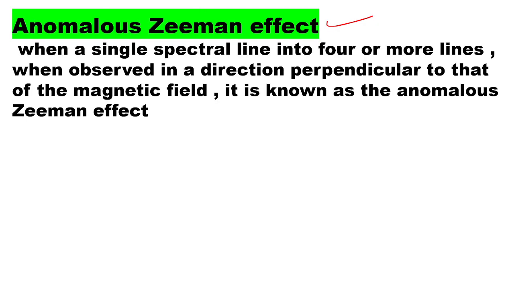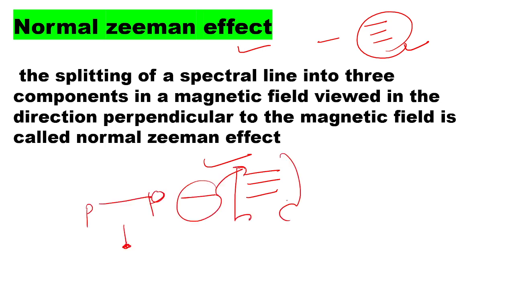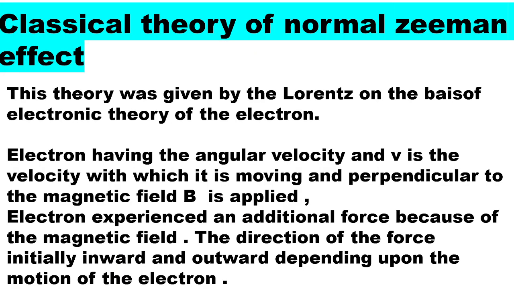This is the case, magnetic field, okay. When the spectral line is splitting into three components and you are observing from perpendicular, this is your pole, this is your pole. From perpendicular to the magnetic field, you see that one spectral line is splitting into three spectral lines. And when that spectral line is splitting into four or more spectral lines, in that case you will see the anomalous Zeeman effect, okay. So now we will prove this, the classical theory of normal Zeeman effect.